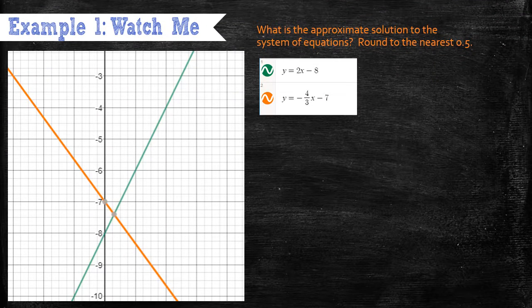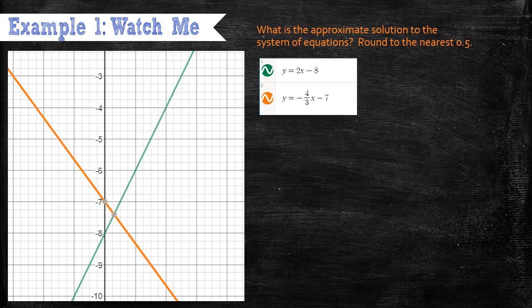So in this first example, it says, what is the approximate solution to the system of equations? Round to the nearest 0.5. So I was given these two equations and I went ahead and plugged these into Desmos so that it graphed the system for me. So I'm just looking for the approximate solution.